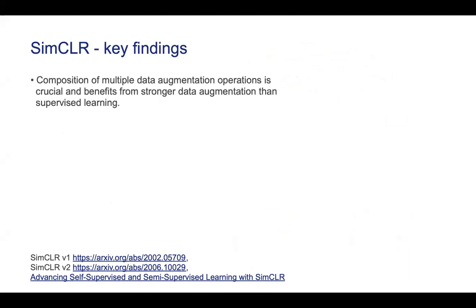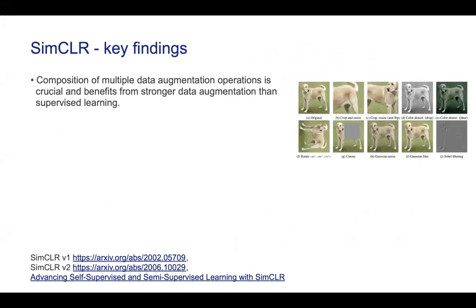So, kind of the key findings. They found that the data augmentations are super crucial. What they do is a lot of data augmentations, and they also found that you need stronger data augmentations than you would normally use in a supervised setup. As you can see here, this Sobel filtering looks very different from the real one.